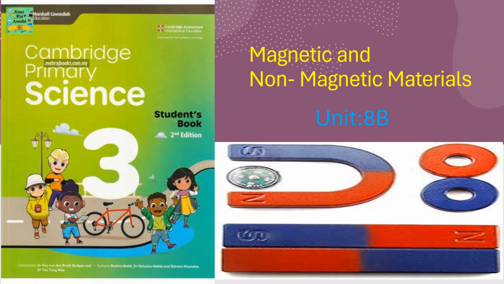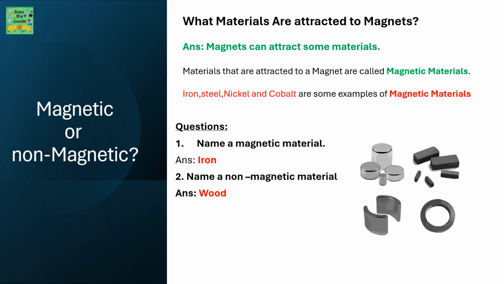Magnetic and non-magnetic materials. Unit 8b. Magnetic or non-magnetic. What materials are attracted to magnets? Magnets can attract some materials. Materials that are attracted to a magnet are called magnetic materials. Iron, steel, nickel, and cobalt are some examples of magnetic materials.